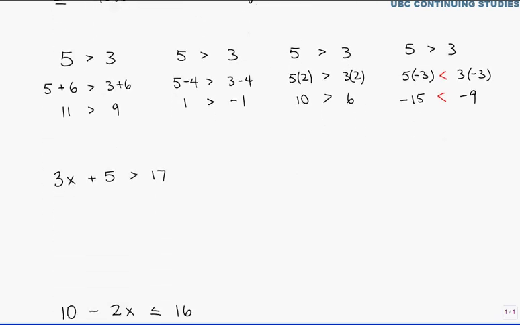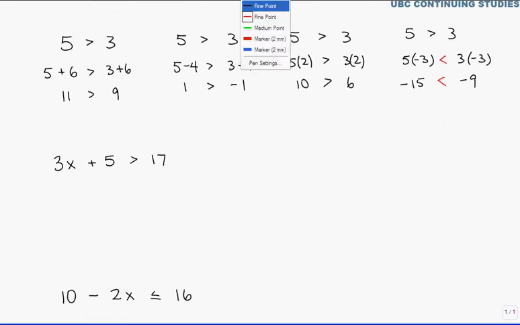So let's take a look at a couple of examples. 3x plus 5 is greater than 17. The instructions here would be to solve. And just like with equations, what you're trying to do is find all values of x that will make this a true statement. But unlike the linear equations we saw, instead of having just one solution, one number that makes the statement true, we're actually going to have an infinite number of possibilities here.